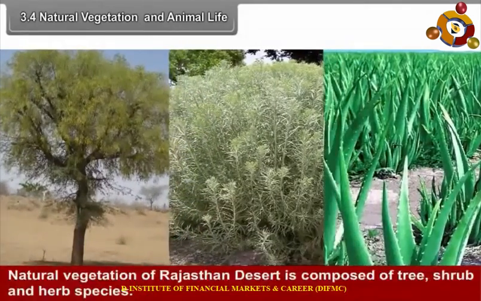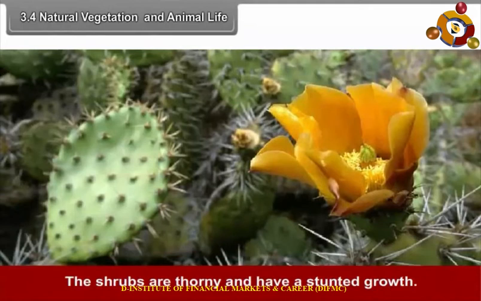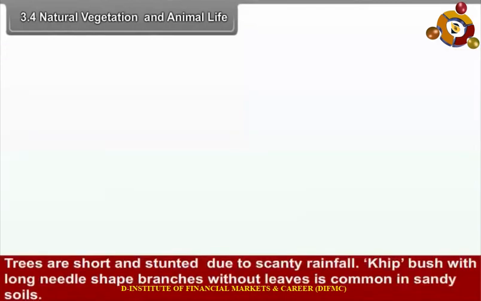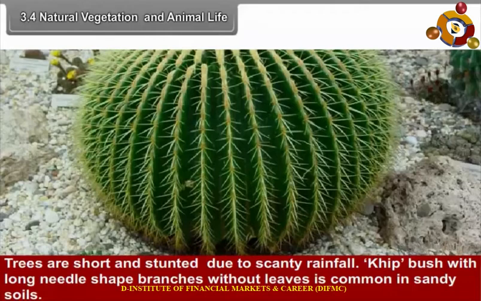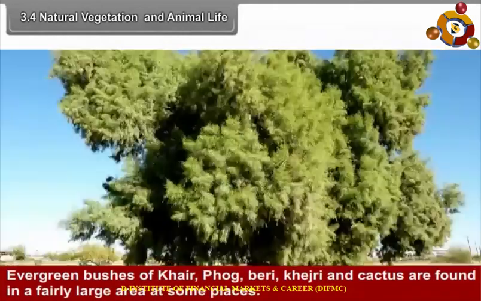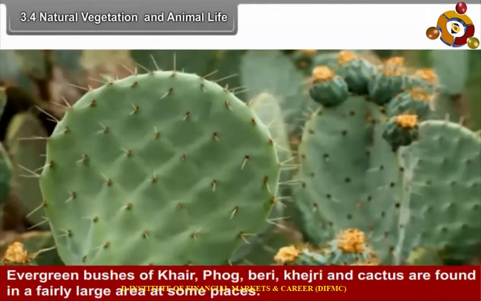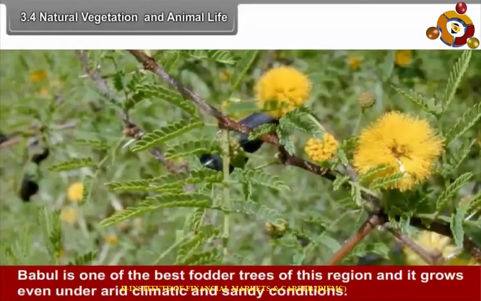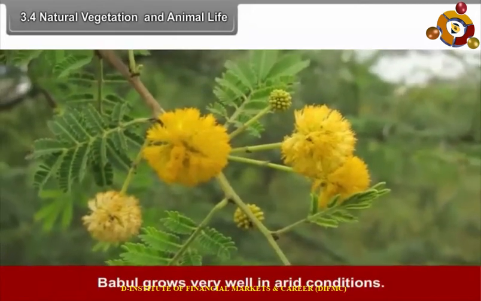Natural vegetation of Rajasthan desert is composed of tree, shrub and herb species. The shrubs are thorny and have a stunted growth. Trees are short and stunted due to scanty rainfall. Phog bush with long needle-shaped branches without leaves is common in sandy soils. Evergreen bushes of kher, phog, ber, khejri and cactus are found in a fairly large area at some places. Babul is one of the best fodder trees of this region and it grows even under arid climatic and sandy conditions. Babul grows very well in the arid conditions.